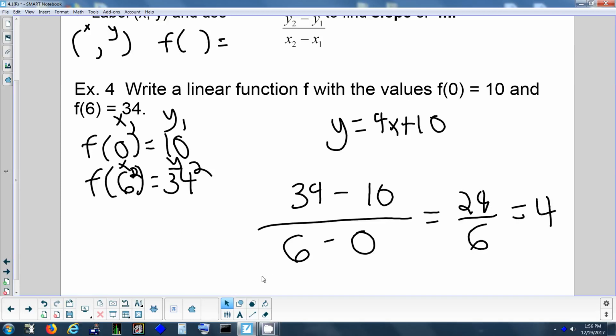That's a 4. Sorry, it's really bad handwriting. Is that better? All right, and that is our slope.